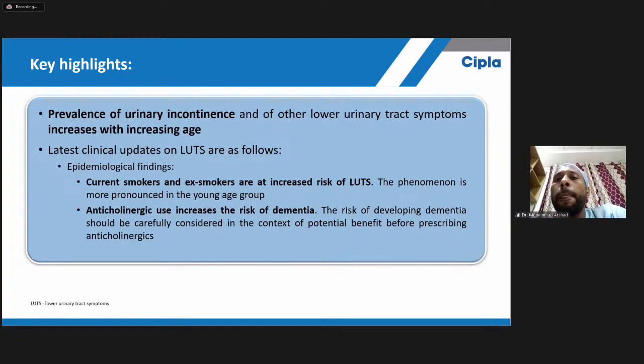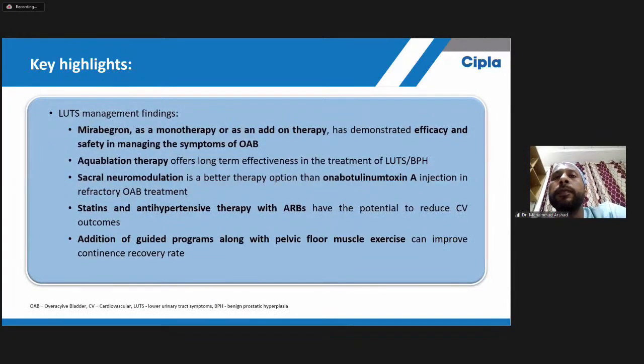Next, coming to the management, Mirabegron as a monotherapy or as an add-on therapy along with tamsulosin or solifenacin has demonstrated efficacy and safety in the management of symptoms of overactive bladder. Aquablation itself does not come in the management of overactive bladder symptoms, but it is done in a person suffering from BPH, with a special instrument, along with the TURP.